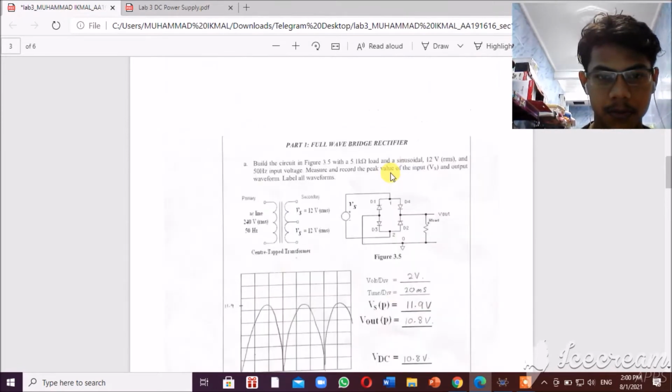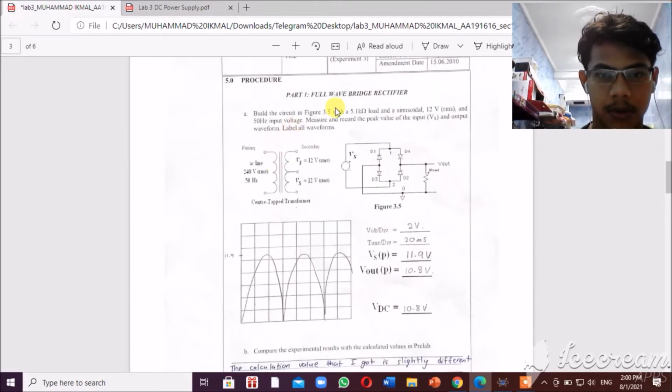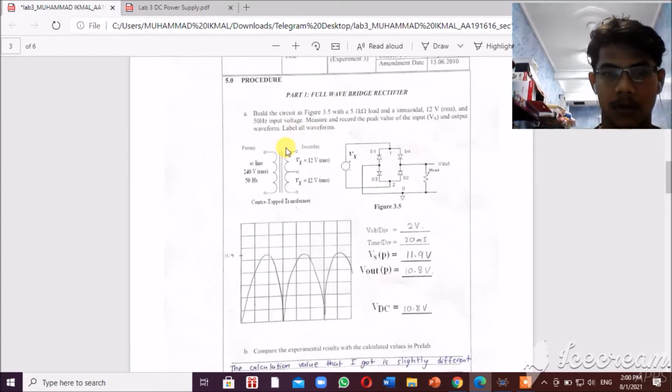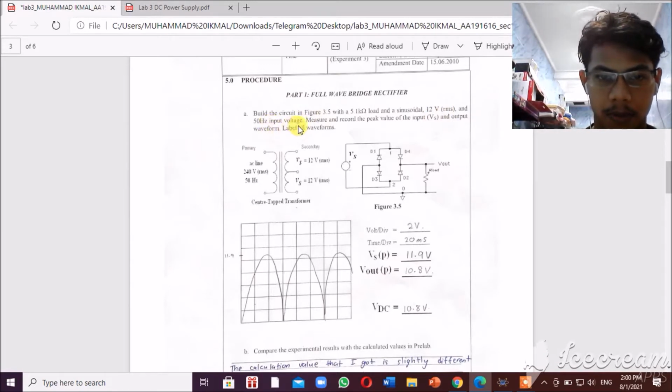So let's go to the first part, the full wave bridge rectifier. Question A is about building the circuit in figure 3.5 with a 5.1 kilo ohm load and a sinusoidal 12 V RMS, 50 Hz input voltage. Measure and record the peak value of the input Vs and output waveform and label the waveform. They use 240 VRMS in the primary at 50 Hz, and a ratio of 1/20 to get 12 VRMS.